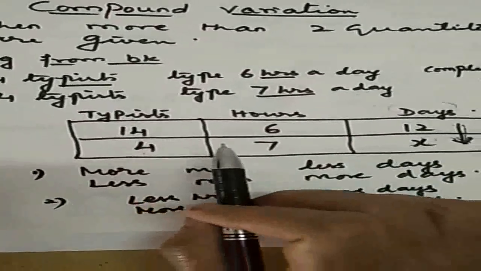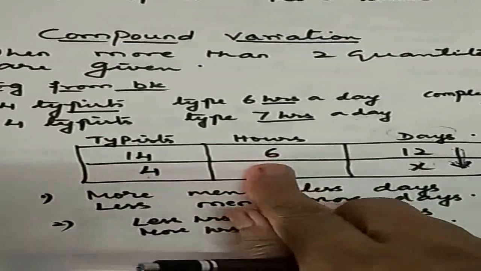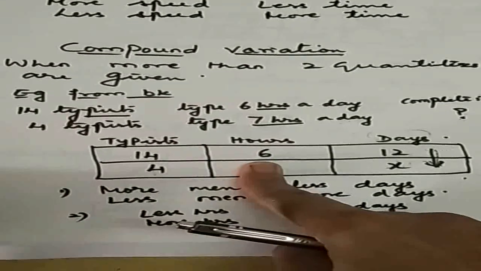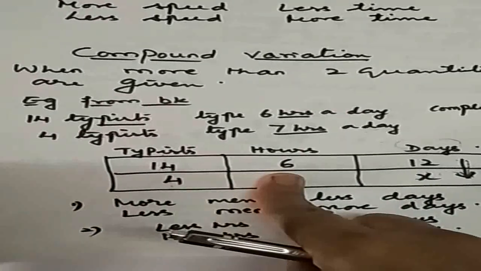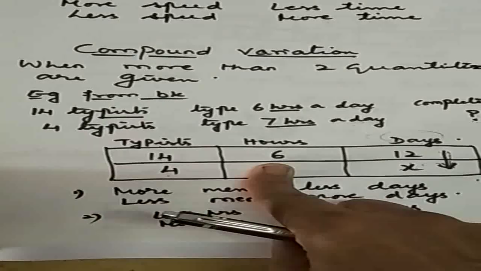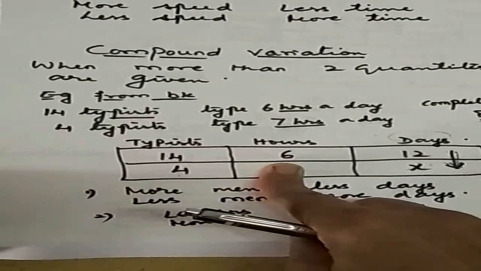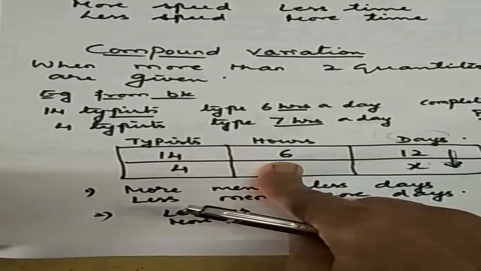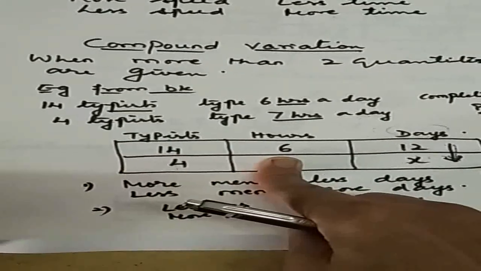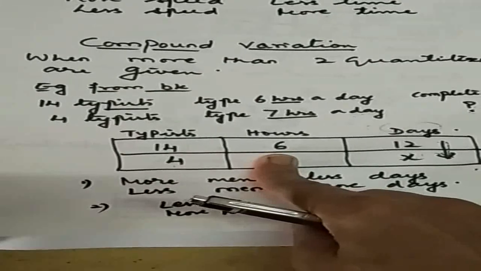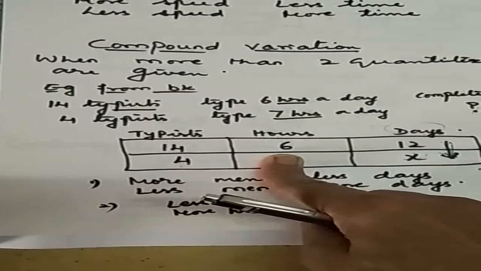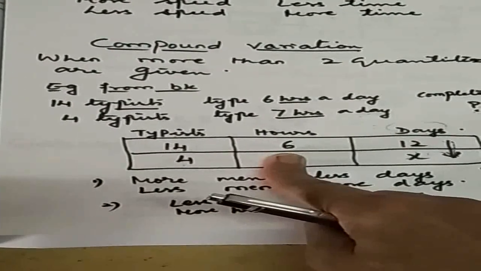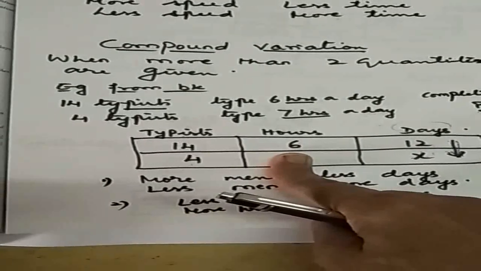Now you have to compare. First you will be comparing the typist and days, keeping the hours constant. Now how to understand this? See, 14 typists, if they type for 6 hours in one day, then they complete it in 12 days. If 4 typists type for 6 hours in a day, will they complete in more days or fewer days? They will complete in more number of days.